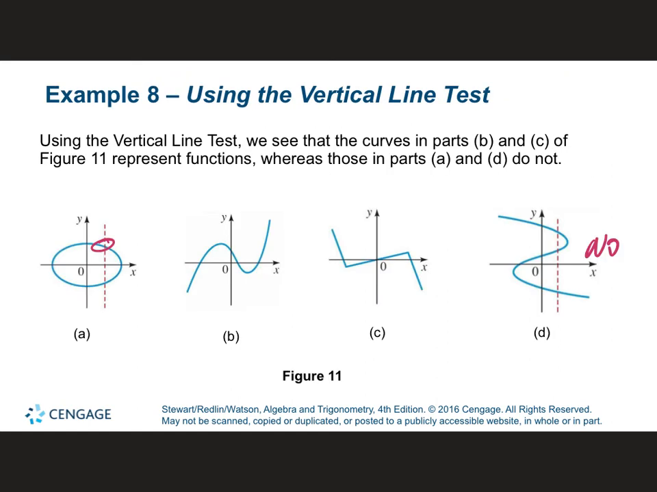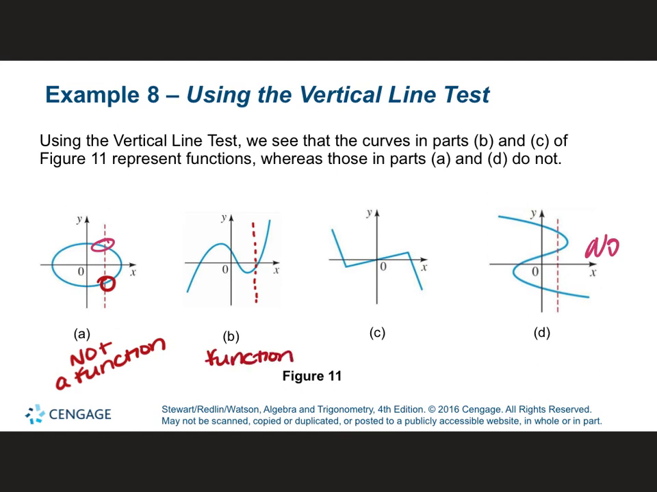If we look at these graphs here, for example A, you have that vertical line through them. It intersects more than once, so this one is not a function. For example B, if you did that vertical line through any point on this graph, and if it was straight, it would only intersect once. So this one is a function.